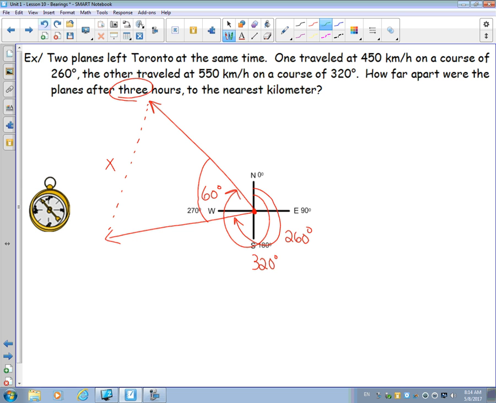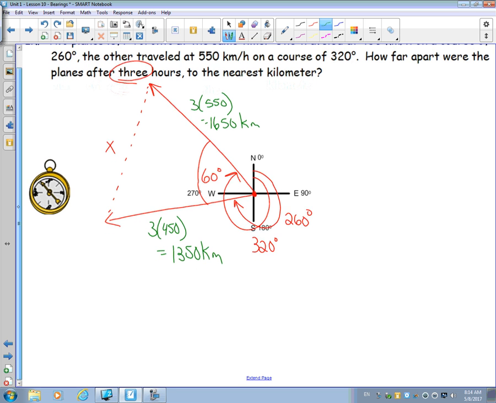I want to know how far apart they are after 3 hours. So I'm not going to use the numbers 450 and 550. I'm going to have to figure out how far each plane traveled in 3 hours. So 3 times 450 for this one would be 1,350 kilometers. And 3 times 550 for the other one will give us 1,650 kilometers. And there's our problem again. Two sides and the angle between them. That looks just like the last question at this point.